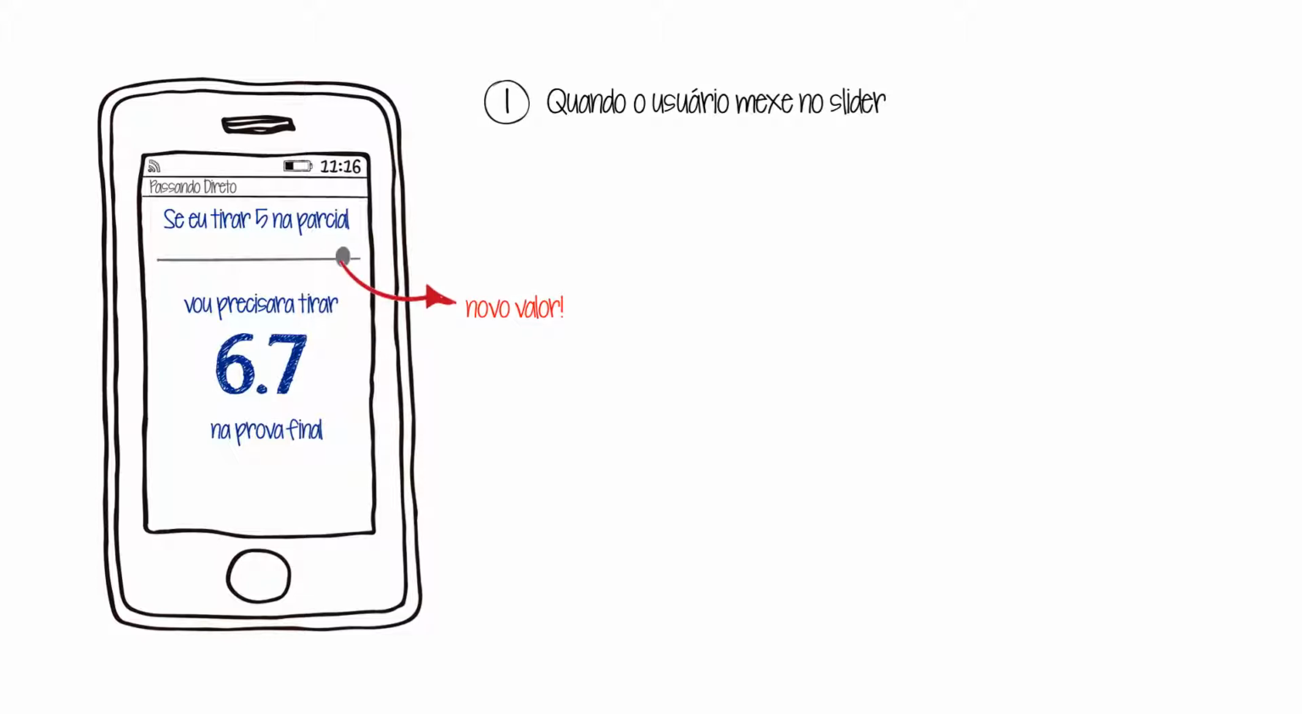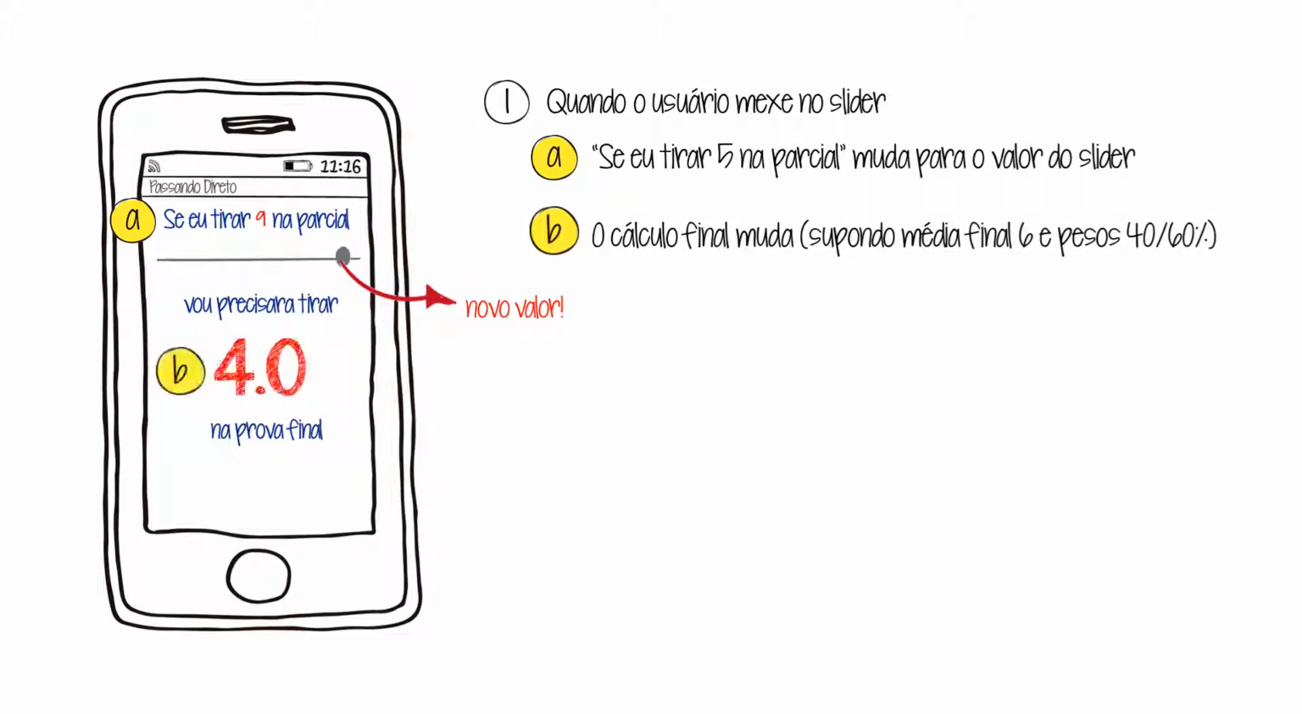Then 2 things must happen. First, the text above the label will show the new value. And second, the final grade I have to get will be shown. Let's go to App Inventor to see how it works.